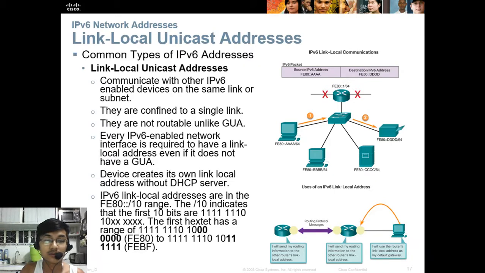IPv6 link local addresses are in the FE80::/10 range. The /10 indicates the first 10 bits are 1111 1110 10. The first extent has a range of 1111 1110 1000.